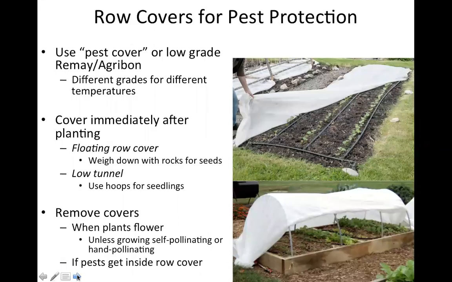And then row covers. We talked a lot about this already, but row covers, doing a floating row cover with some rocks, or doing hoops as well. You can get the summer pest covers if you're doing summer stuff, or there's winter stuff if you're overwintering. But pest covers help a lot.